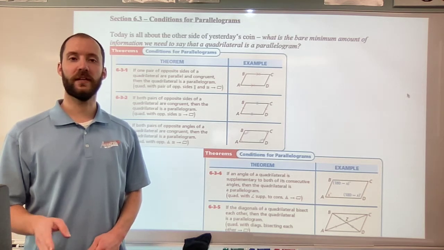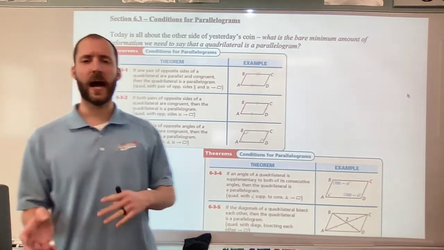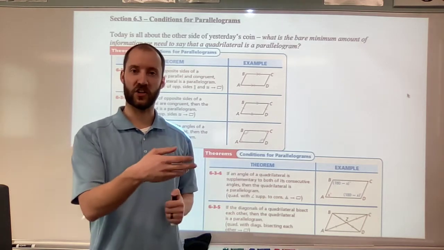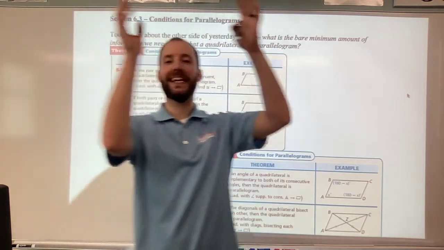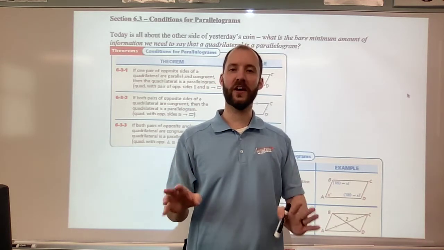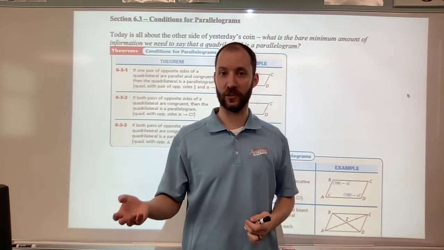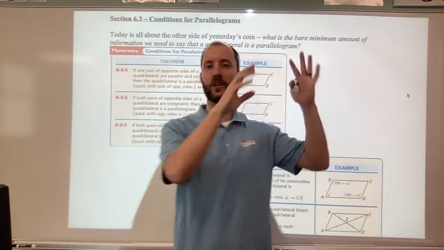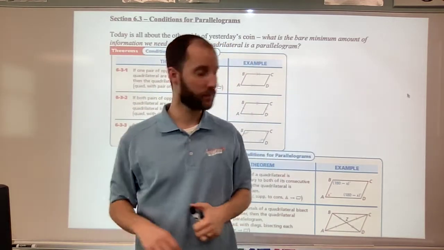Section 6.3, conditions for parallelograms. So this is kind of the opposite side of the coin of the previous section. The previous section was: if something is a parallelogram, then say these things about it. Now we're saying what is the bare minimum amount of information you need to say something is a parallelogram. So we kind of think of the converse, going the other way. We know this stuff about it. Can we say it's a parallelogram?